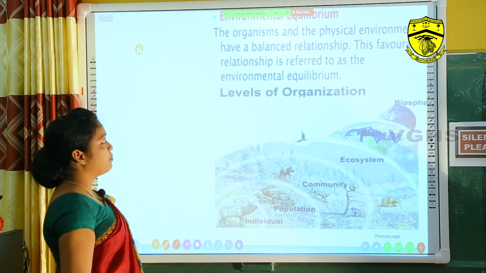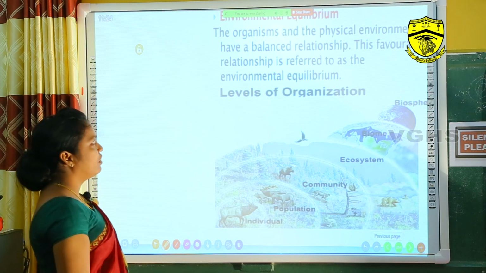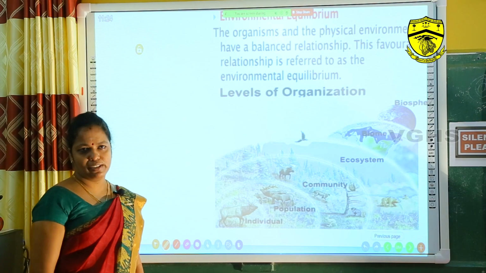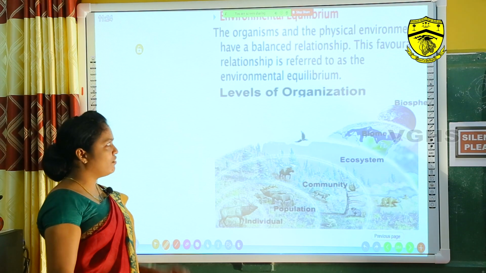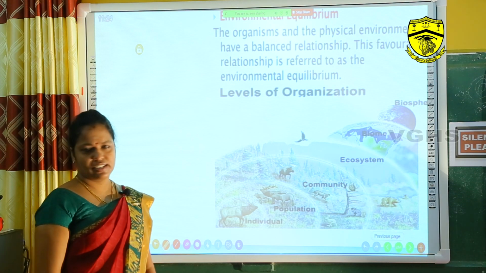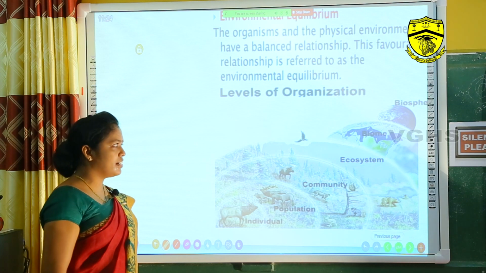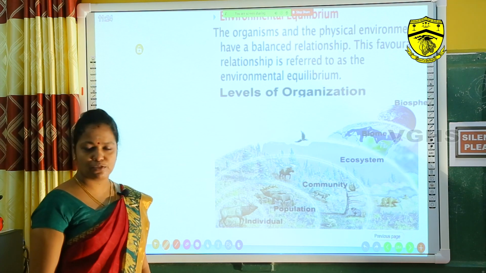First one, environmental equilibrium. The organism and the physical environment have a balanced relationship. This favorable relationship is referred to as the environmental equilibrium. And you know the levels of organization: individual, population, community, ecosystem and biosphere.